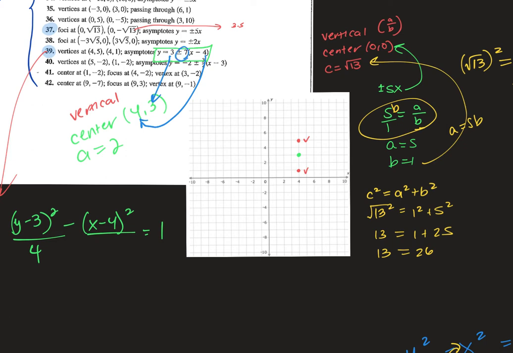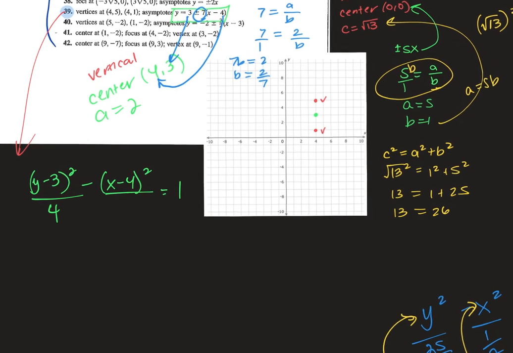The 7, because it's vertical, equals my a over b. This is like more of what you could see because you already know the a. So the a is 2, so I would get 7 equals 2 over b. I would put it over 1, cross multiply. 7b equals 2, and b equals 2/7.